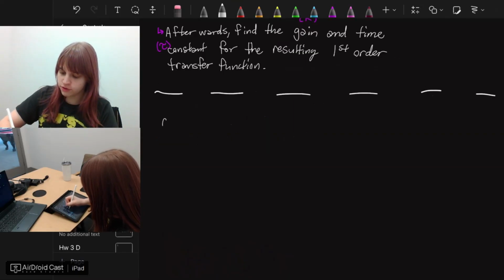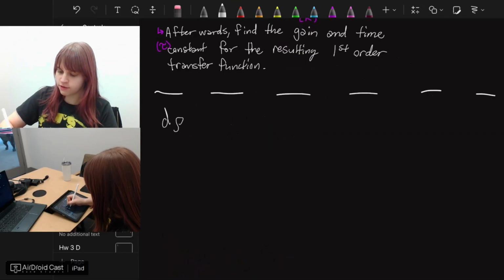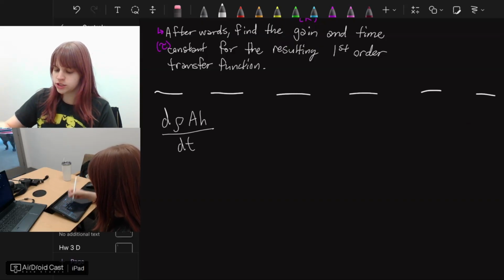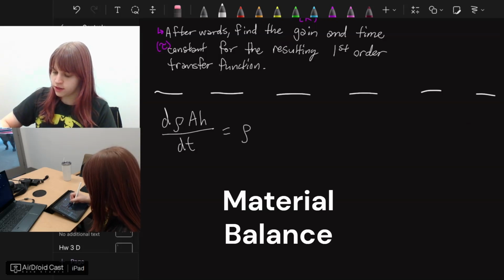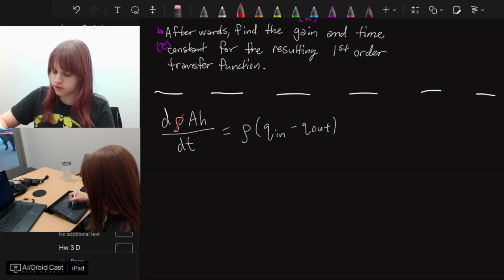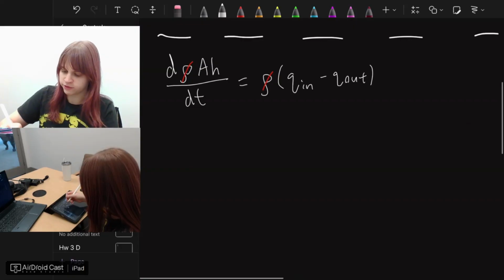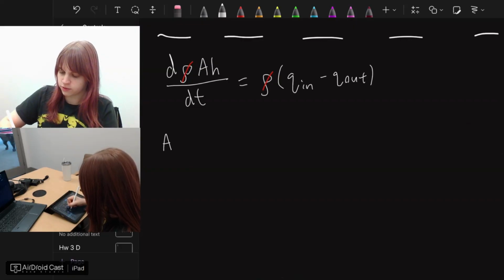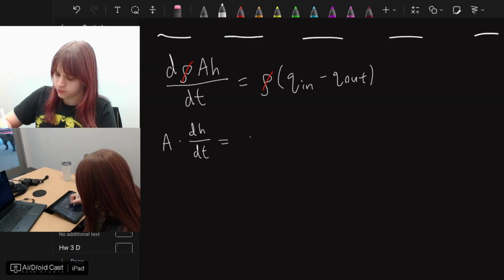From our previous videos, we know that the derivative of the density times the area times the height over change in time is equal to the density times the flow rate in minus the flow rate out. And then we see that these densities can cancel, and we can simplify this a little bit further. We know that the area isn't going to change, but the height of the liquid will change. So we can pull that A out, and then we have Q in and Q out still.